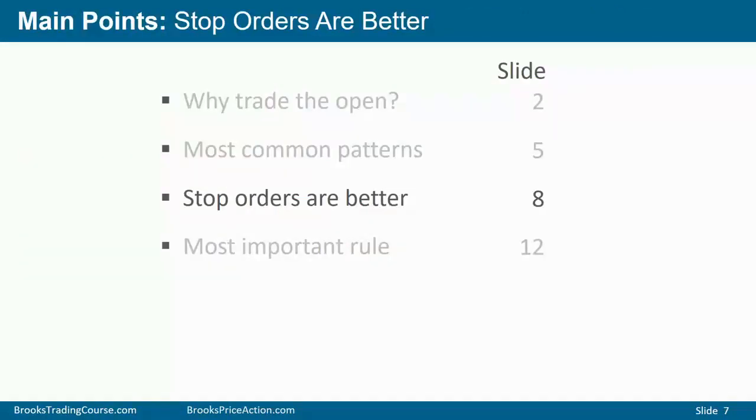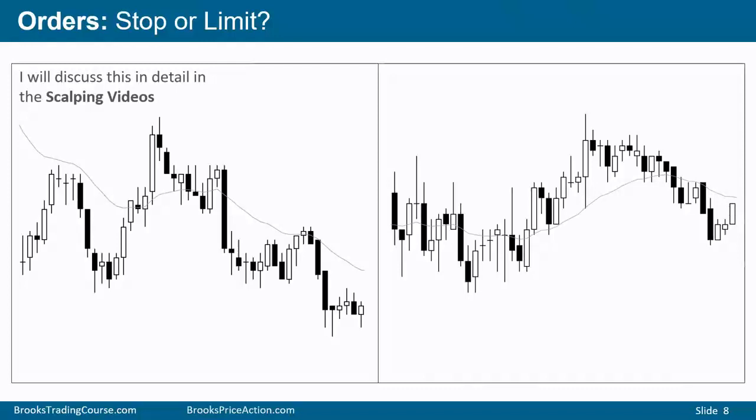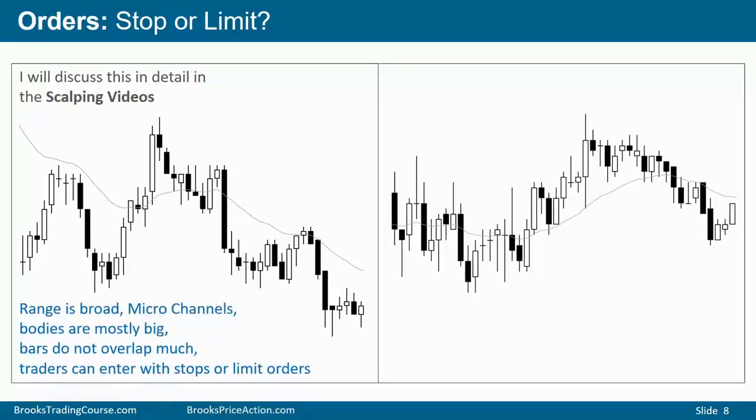I want to say a few things about stop and limit orders here. I talk more about it in the videos on scalping. We have trading ranges here and here, but they're different. This one is broad, has micro channels, a series of bars here, 4 bars without a pullback, and then another series of 6 bars here without a pullback, and then here we have 4 bars down without a pullback. A lot of the bodies are big, not much overlap between the bars.